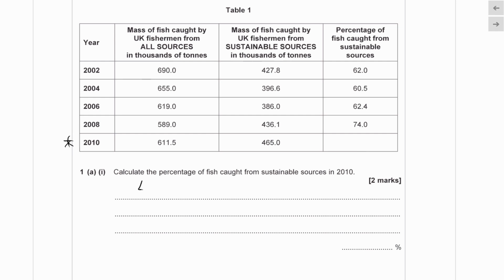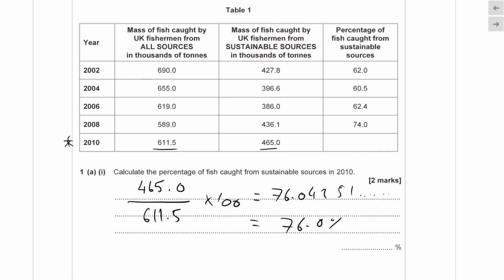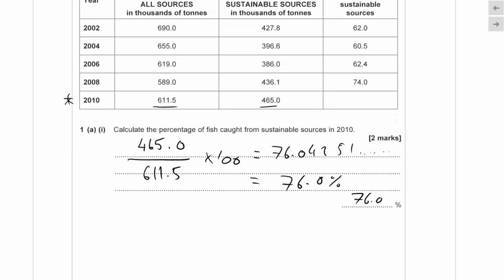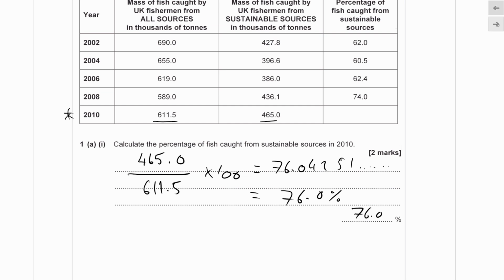So that is going to be 465.0 divided by 611.5, because it's sustainable divided by all of it times by 100, and that is going to give us a percentage. Alright, you do that in your calculator and you're going to get an answer of 76.04251, and so on. And so I'm going to write that as 76.0%, right, because that's three significant figures, so 76.0 is fine. So that's 2 marks for the first question. So let's now move on.